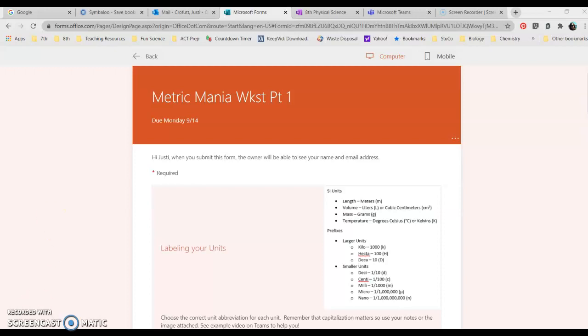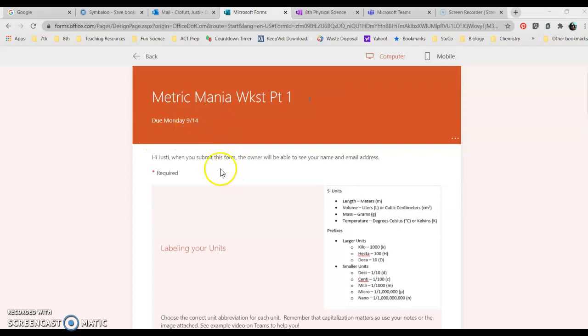Alright guys, today for your homework you are going to be doing the Metric Mania Part 1 worksheet. It's due on Monday, which is the 14th. There's two parts to it. I'm just going to go over both parts with you and do a couple examples so you are on the same page.